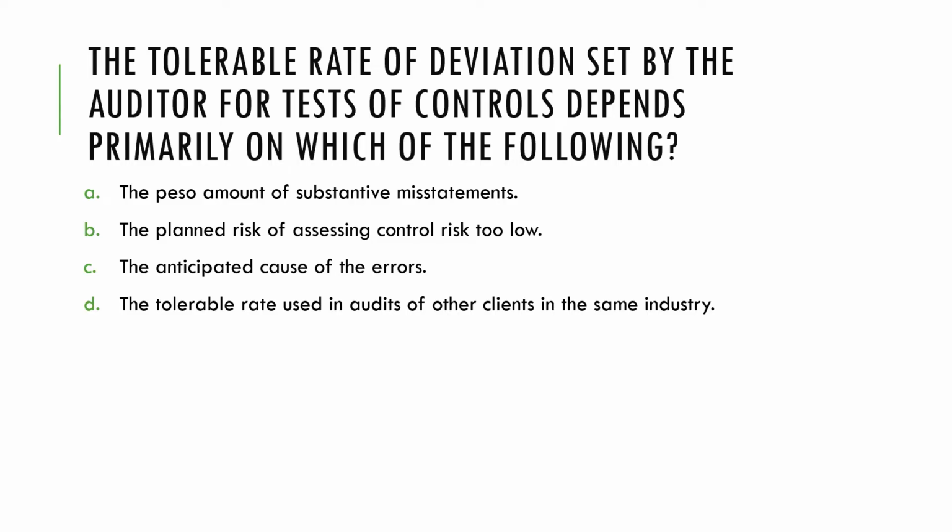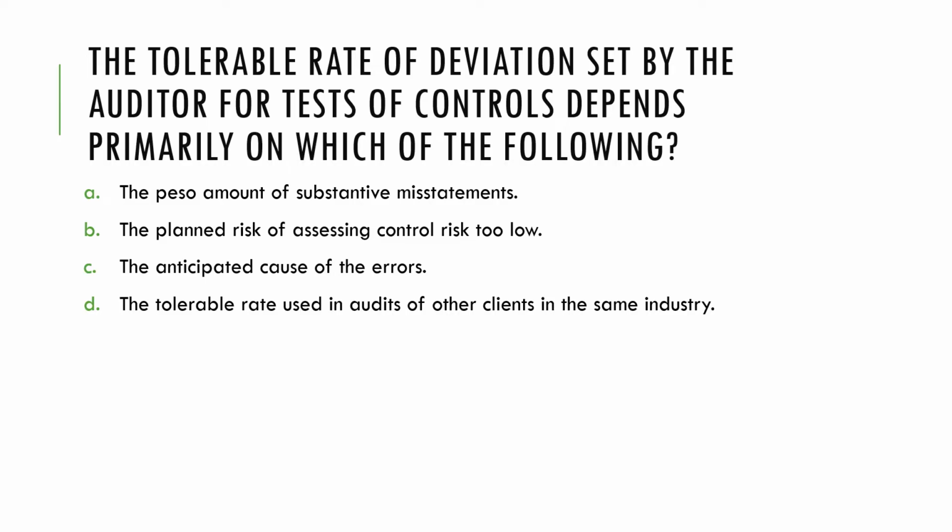The tolerable rate of deviation set by the auditor for tests of controls depends primarily on which of the following? So essentially, we are being asked what affects the tolerable rate of deviation, or that rate of deviation that we are willing to accept and still be okay to conclude that the controls are effective. Letter A, the peso amount of substantive misstatements. Letter B, the planned risk of assessing control risk too low. Letter C, the anticipated cause of the errors. Or letter D, the tolerable rate used in audits of other clients in the same industry. So again, we're talking about the tolerable rate of deviation, the rate of deviation that you are willing to accept and still be okay with the controls.